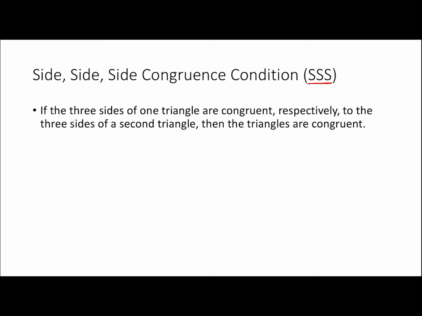For side-side-side, what it means is that if all three sides of our triangle are congruent, the only way that fits together and makes a triangle is if all the angles are also congruent. So what this says is that if three sides of a triangle are congruent to three sides of a second triangle, then the triangles have to be congruent. So think about this.